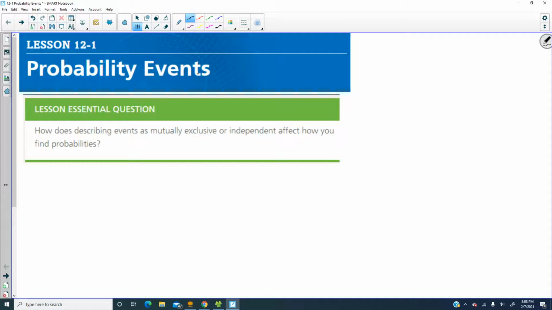Hey everyone, welcome back to Algebra 2. Today we're going to be talking about probability, and specifically, how does describing events as mutually exclusive or independent affect how you define probabilities?